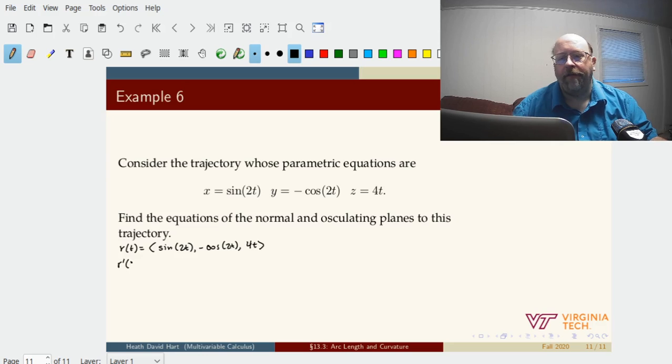The derivative of this trajectory will be 2 cosine of 2t, negative 2 sine of 2t, and just 4. So our first vector, the tangent vector, is r prime of t divided by the magnitude of r prime of t. So let's talk about the magnitude of r prime of t.